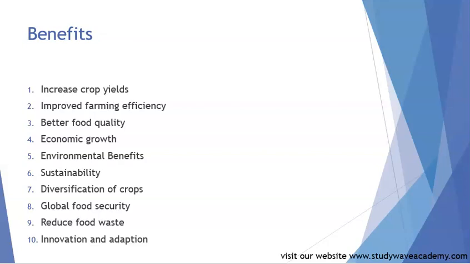Environmental benefits. Precision farming techniques reduce the need for excessive use of resources like water and fertilizers. This minimizes the negative impacts on the environment, such as water pollution and soil degradation. Sustainability. Sustainable farming practice made possible by technology has helped protect the environment for future generations. Techniques like crop rotation and organic farming reduce the need for harmful chemicals.